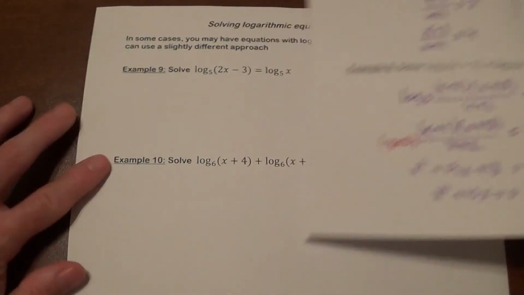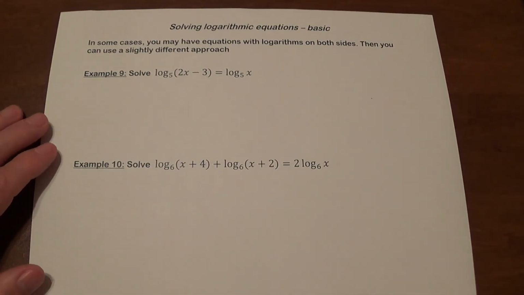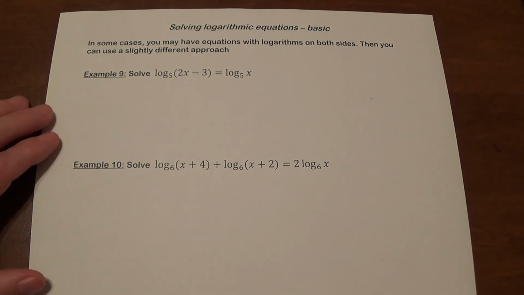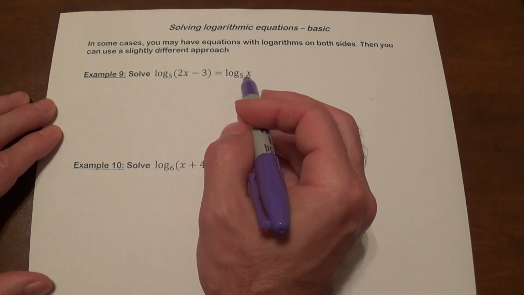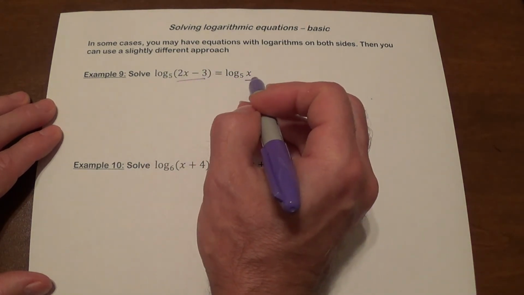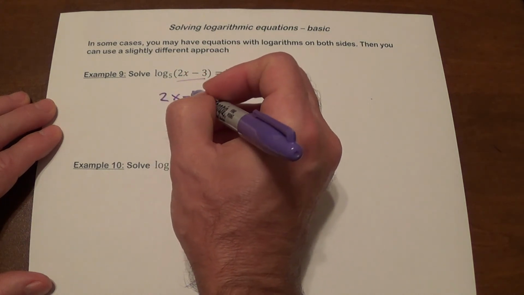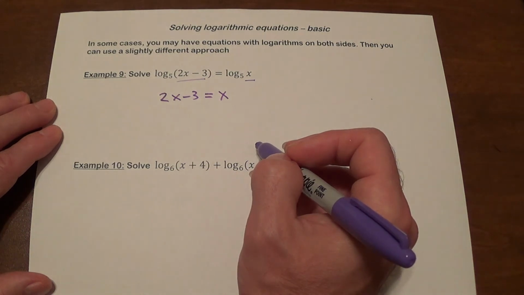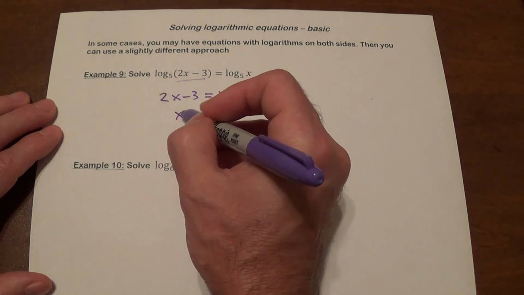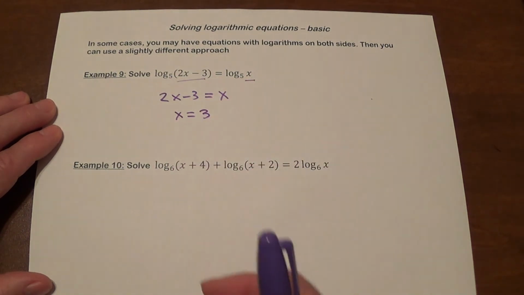Okay. I have a couple more. These are slightly different. This is when you have a log on one side and a log on the other side. These are way easier to do, and that's what we're going to look at. So 1 log with base 5 on one side, a log with base 5 on the other side. That means that these two quantities are going to be equal. So we can conclude that 2x minus 3 equals x. So that means x is going to equal 3.